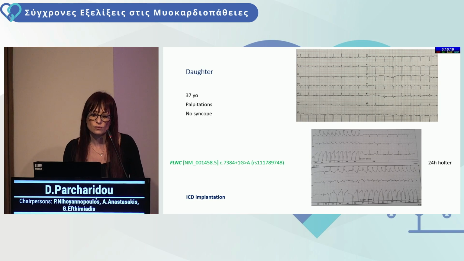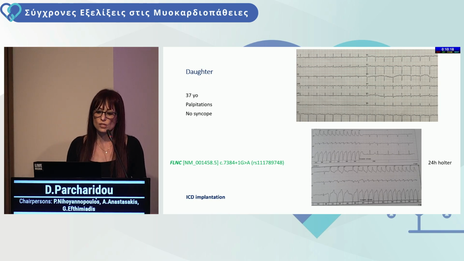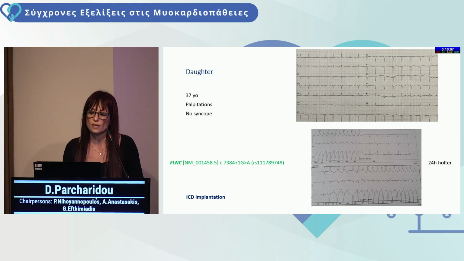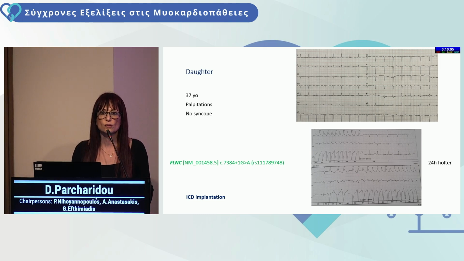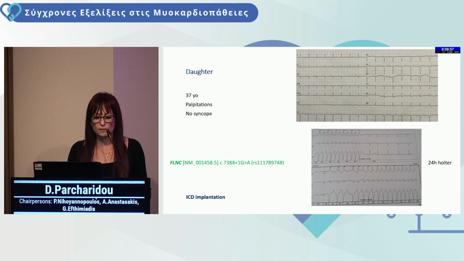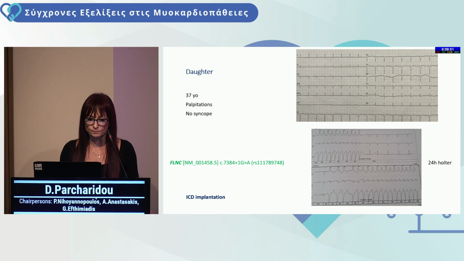The daughter is 37 years old. She has palpitations, no syncope, and a very abnormal ECG that resembles her mother's ECG, a very low voltage ECG. And we asked her to put on Holter monitoring, and this is the result. You can see the very fast episodes of non-sustained ventricular tachycardia. She had an ICD implantation, and the genetic test revealed the same mutation that runs in the family.